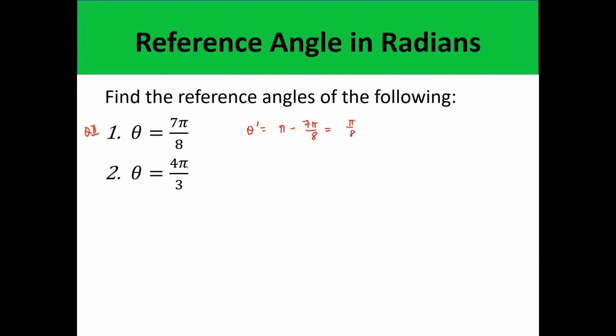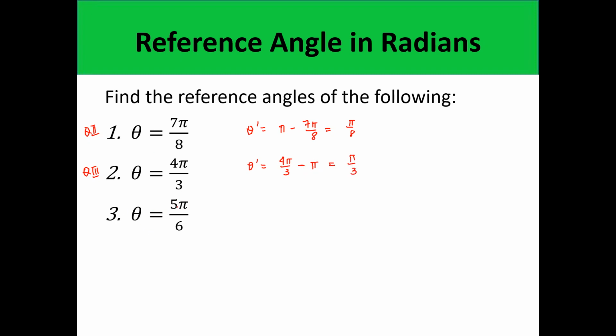Second, theta equals 4 pi over 3. This is an angle between pi and 3 pi over 2, so that's going to be in quadrant number 3. So theta prime, or the reference angle, is computed using the given angle theta, 4 pi over 3 minus pi. So combining these two, 4 pi over 3 minus 3 pi over 3, that's going to be pi over 3.